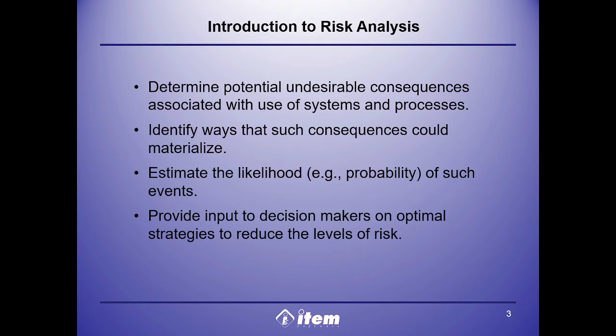The primary objective of performing a risk analysis is to move from reactive troubleshooting to proactive system management. We start by looking at our systems and processes to determine the potential undesirable consequences that could occur. It isn't enough to just know what might happen. We have to identify the specific pathways, the sequences of events, that allow those consequences to actually materialize. Once we have mapped out these scenarios, we use analytical techniques to estimate the likelihood or the mathematical probability of these events occurring. This data-driven approach allows us to provide decision makers with the concrete technical input they need to select the most effective and optimal strategies to reduce risk across the organization.